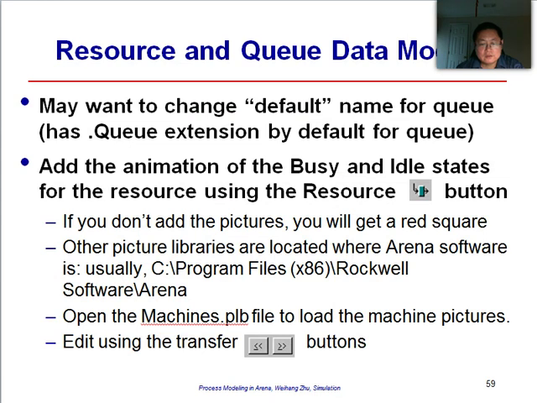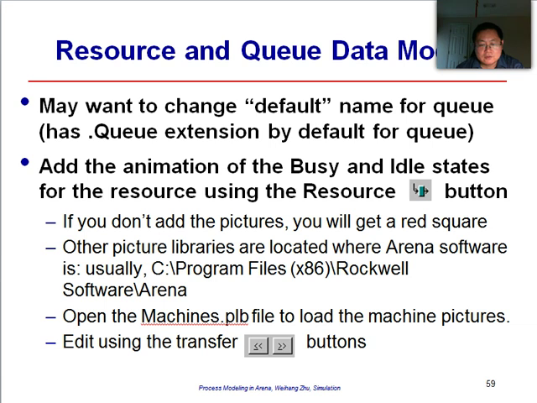If you click the Queue module icon in the Basic Process panel, you may see a queue has been created automatically for the drilling center. You may change the name or leave it as is. You may add the animation pictures for the drill press resource. Click the resource button and you can work on the animation definition.